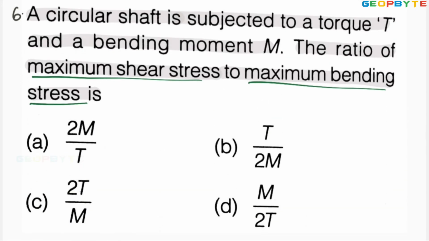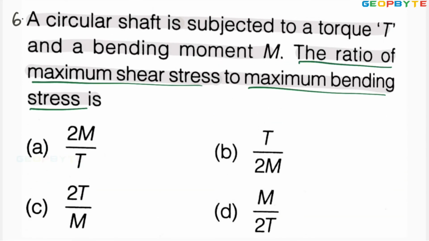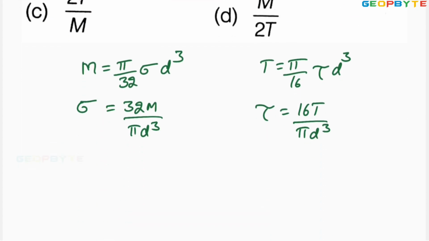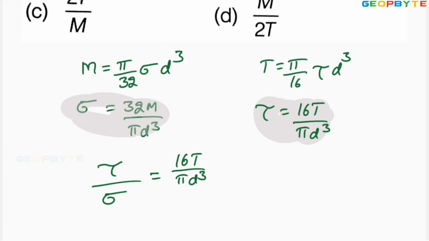What is being asked? The ratio between maximum shear stress and maximum bending stress. Shear stress by bending stress is equal to, shear stress is how much? 16T by pi d cube. And the bending stress is 32 M by pi d cube.